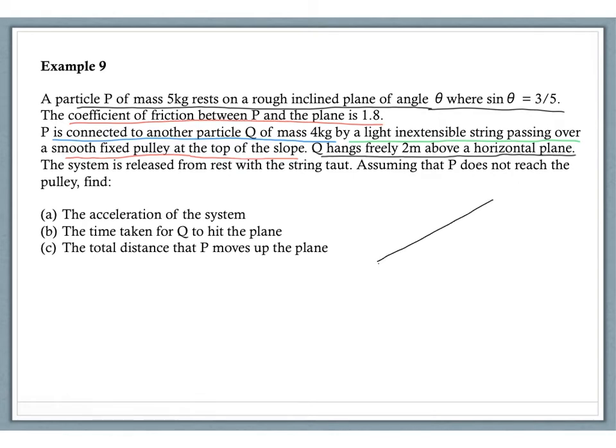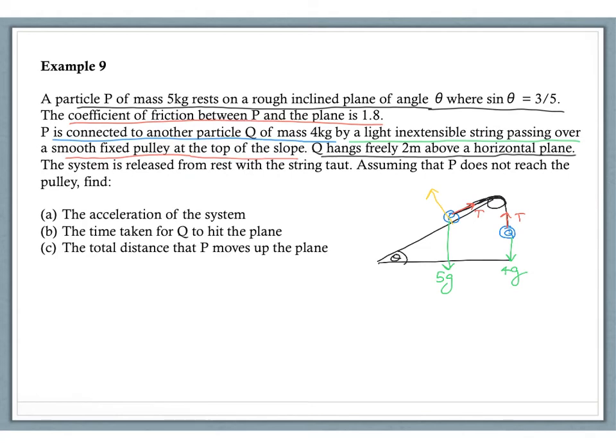So here is our plane, inclined at an angle theta. P sits on the plane, connected by the string to a pulley, which passes over the pulley and is attached to a particle Q like so. Now, forces acting. P has got a weight of 5g. Q has got a weight of 4g. They're connected via this light inextensible string, so there must be a tension like that and a tension like that.